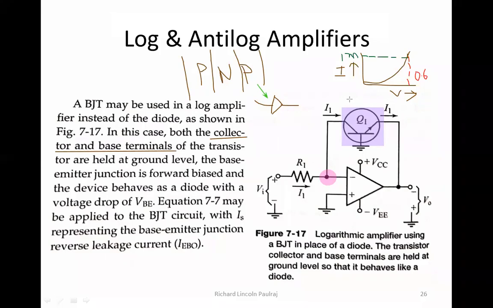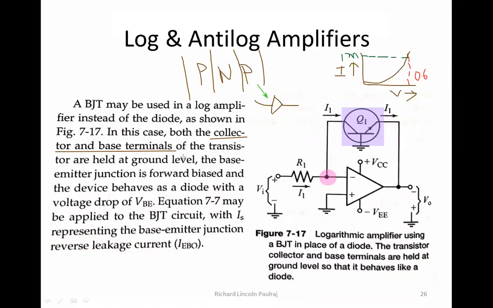Is that clear, students? Any doubts here as to how we are actually making this transistor into a diode? We are exploring the options of the junctions. Okay, is that fine?